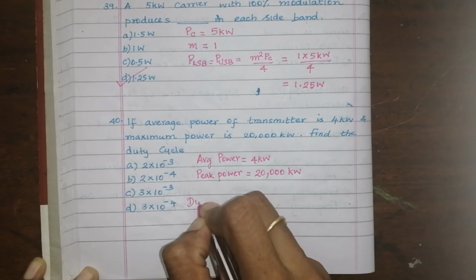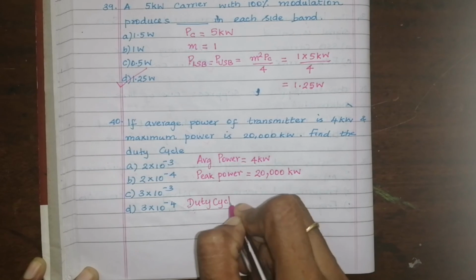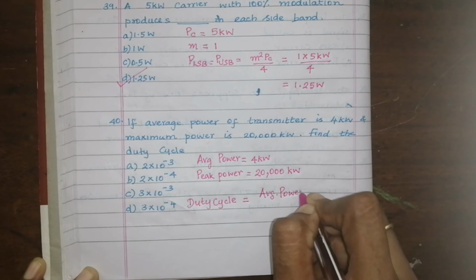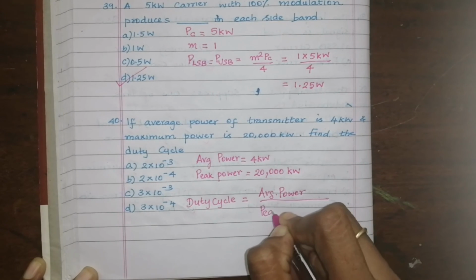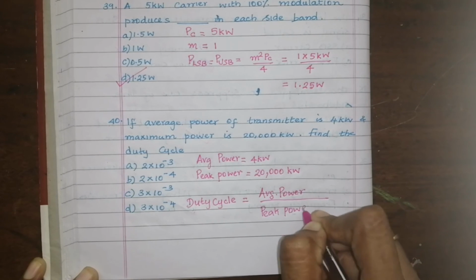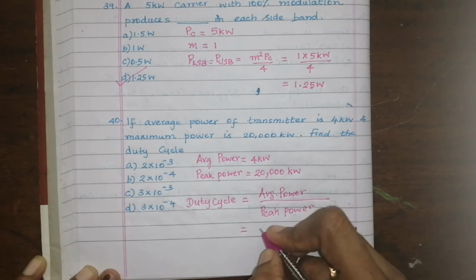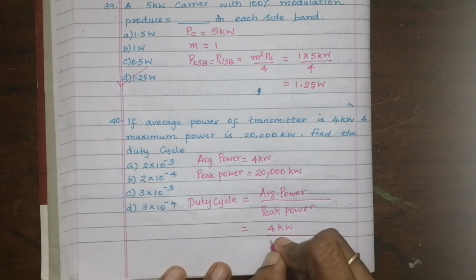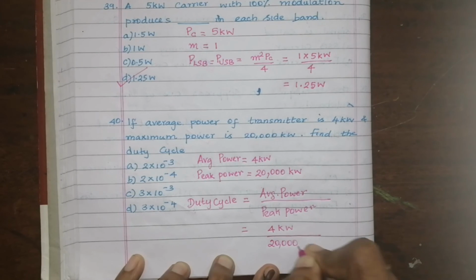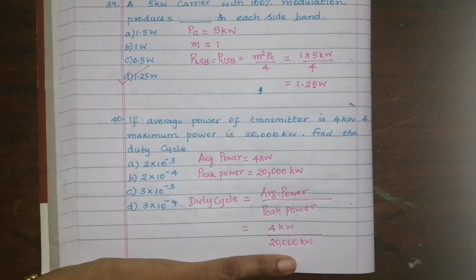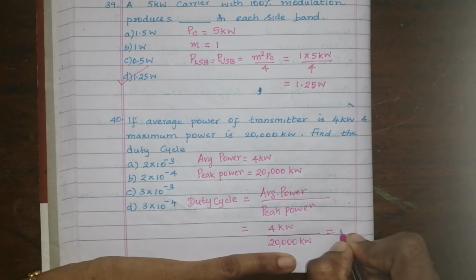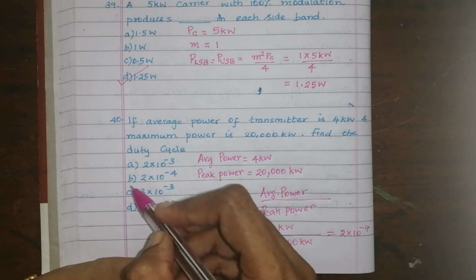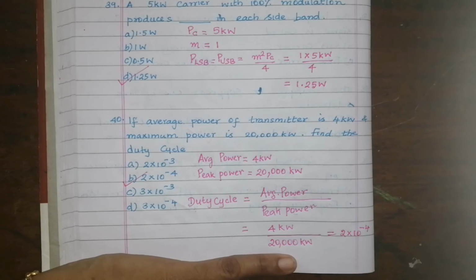Now we have to calculate the duty cycle. To calculate the duty cycle, the formula is average power divided by peak power or maximum power. On substituting the values, average power is 4 kilowatts, divided by peak power, 20,000 kilowatts. On solving this, we get 2 into 10 power minus 4. The correct option is option B, 2 into 10 power minus 4.